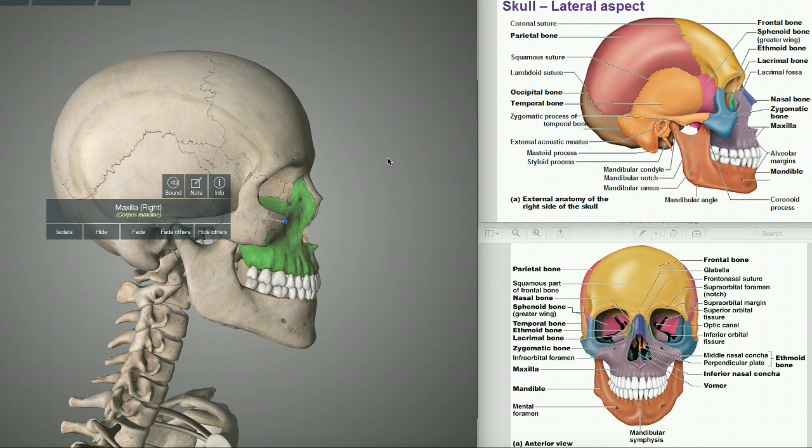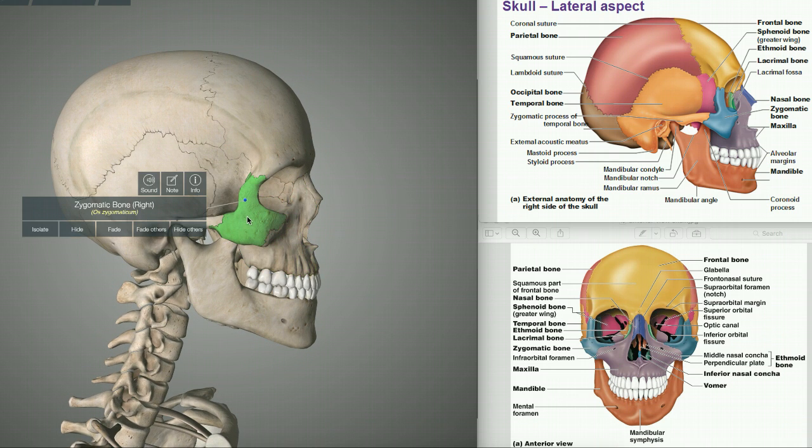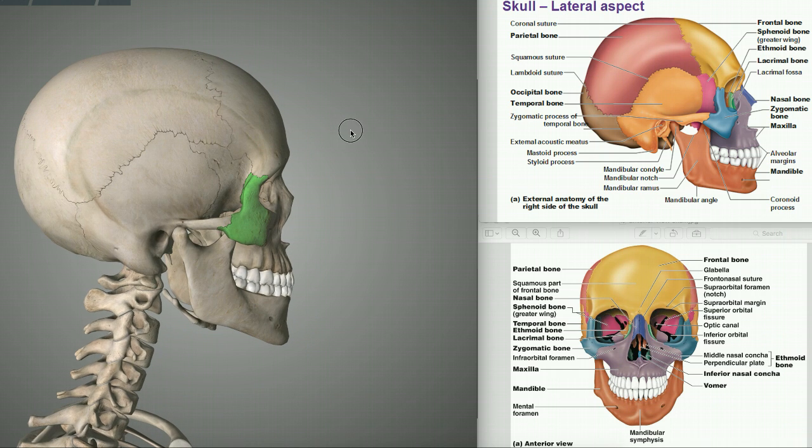Right, so now here is the zygomatic bone, and here's the zygomatic arch. What we have here is the temporal bone, and the temporal bone connects onto the zygomatic bone via this green bit here, which is not highlighted in this 3D anatomy. It's known as the zygomatic process of the temporal bone, or the zygomatic arch. And you can see that here on the right hand side on the skull lateral aspect diagram, which is shown here.